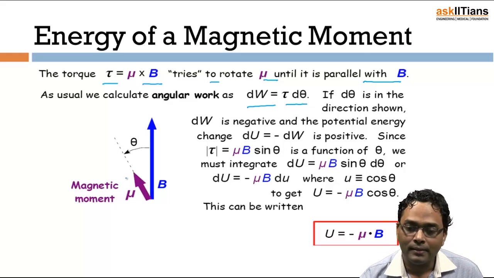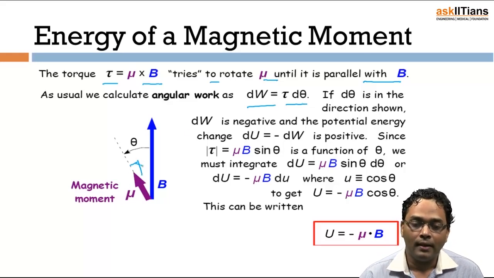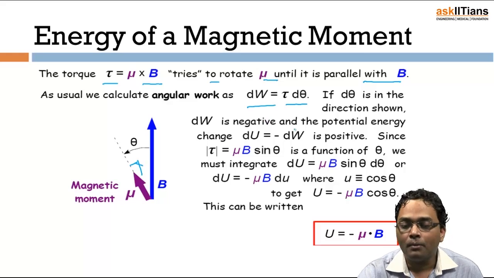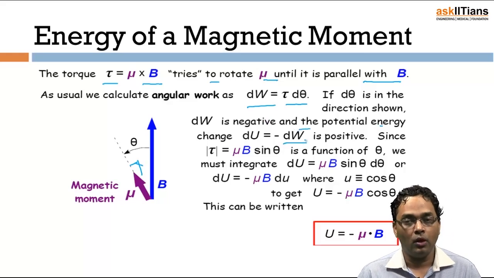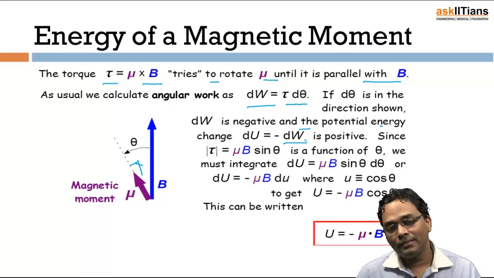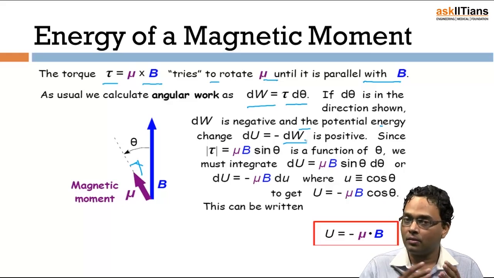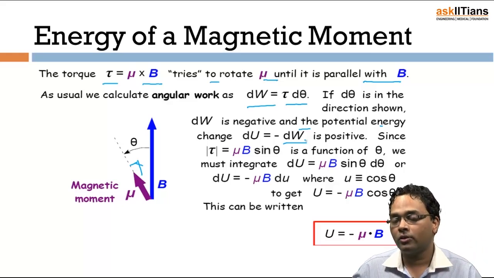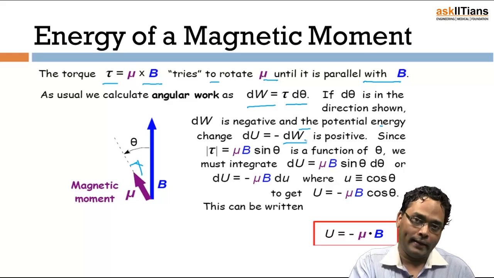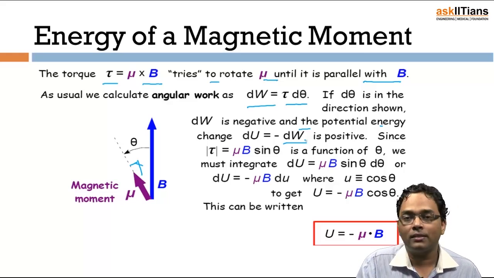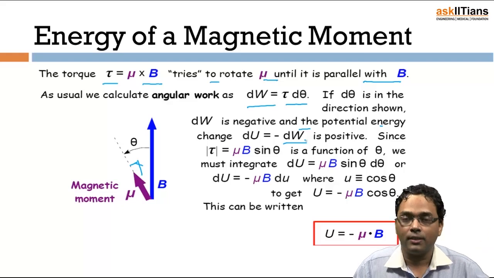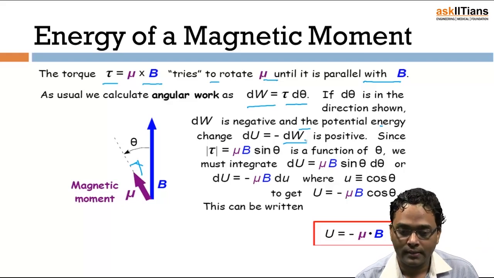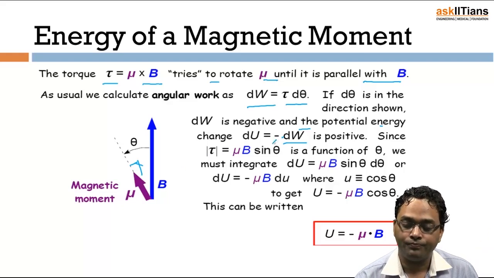So if d theta is in the direction shown, then dW is going to be negative, and the potential energy by convention is going to be equal to minus dW. Why? Because when work is being done, you are taking something out of the external system and you are storing it. So obviously the energy of the system is going to increase, so we take that as positive, and the energy of the surrounding is going to decrease, so we take that as negative. That's the reason we have a negative sign over here.